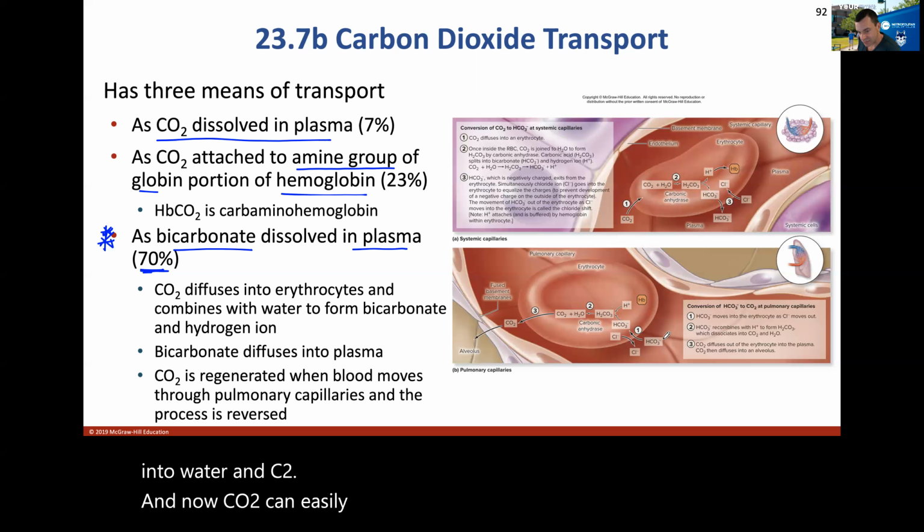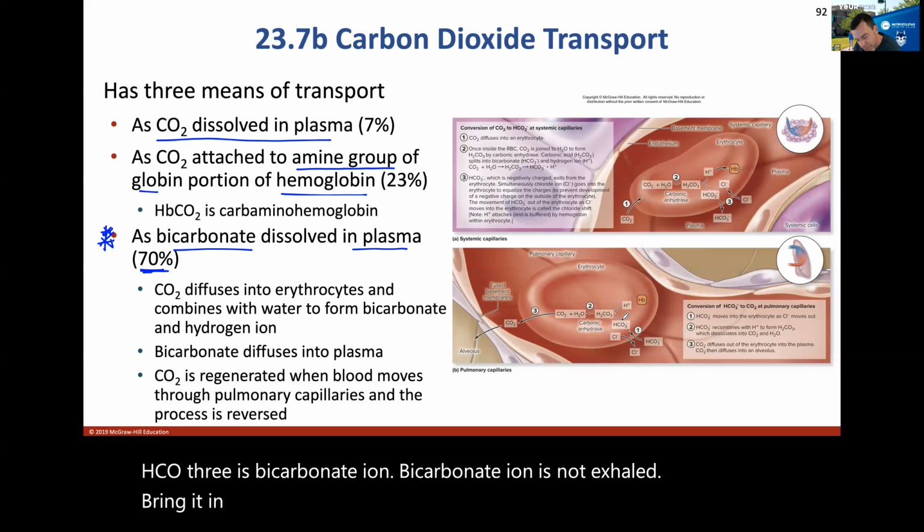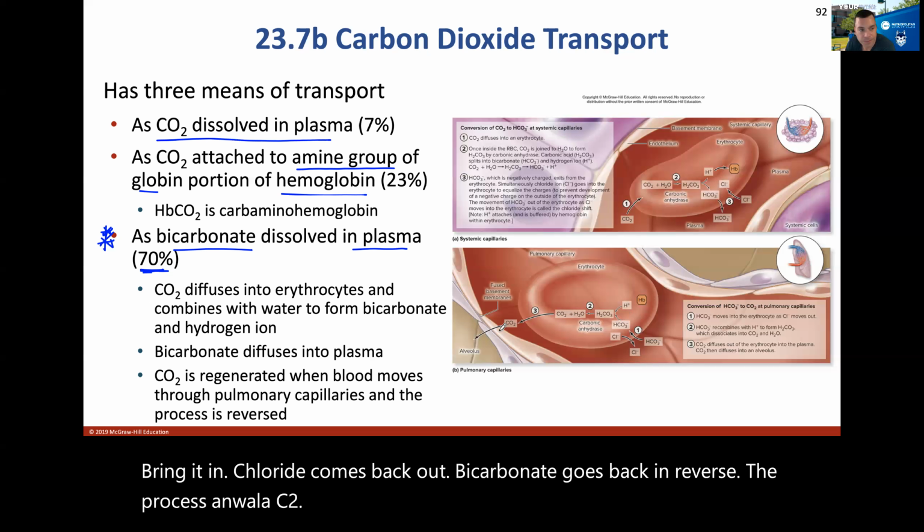This is not CO2. HCO3 is bicarbonate ion. Bicarbonate ion is not exhaled. Bring it in, chloride comes back out, bicarbonate goes back in, reverse the process, and voila, CO2 exhaled.